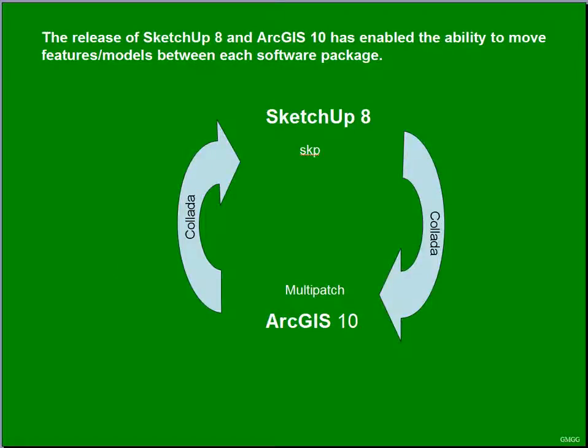Both Google and ESRI released new versions of their flagship software in the summer of 2010. In the past years, we have enjoyed the ability to go from SketchUp to ArcGIS, but not from ArcGIS back to SketchUp, where we could make changes to the building models. This capability is now possible by using Collada as a data exchange format, which both Google and ESRI now support.